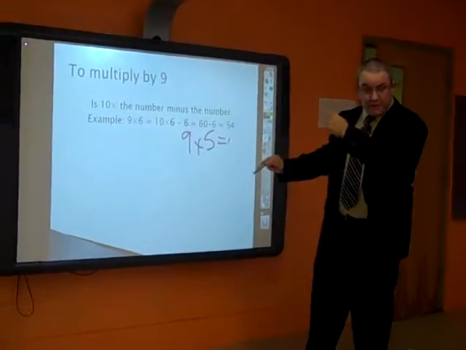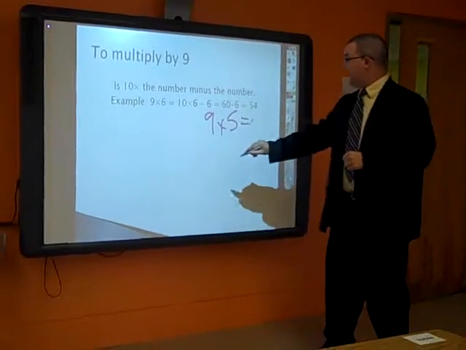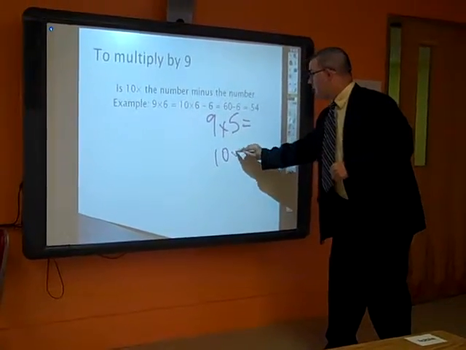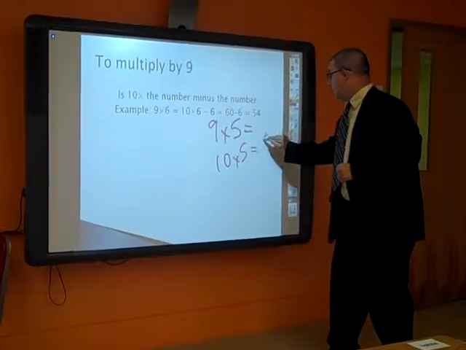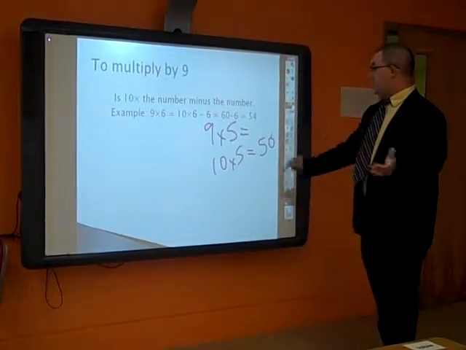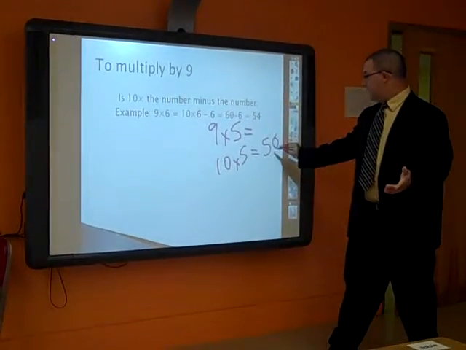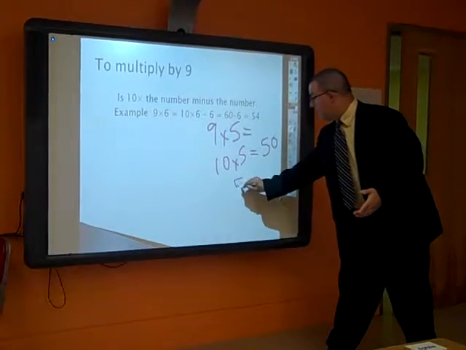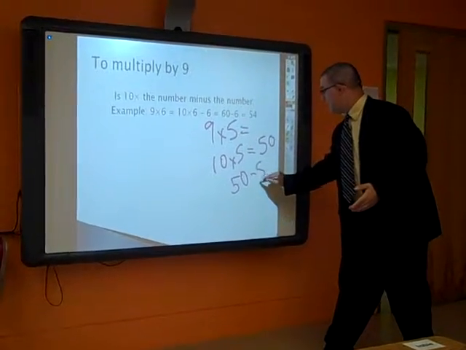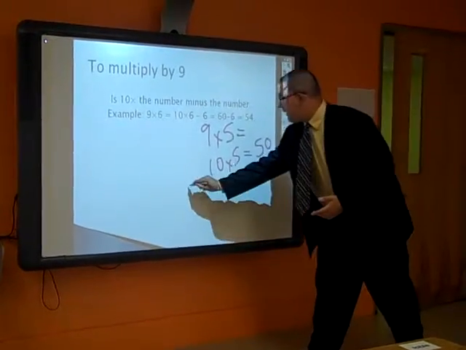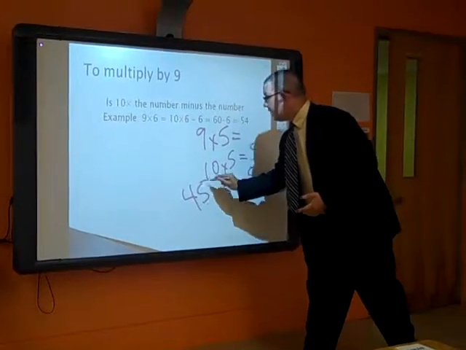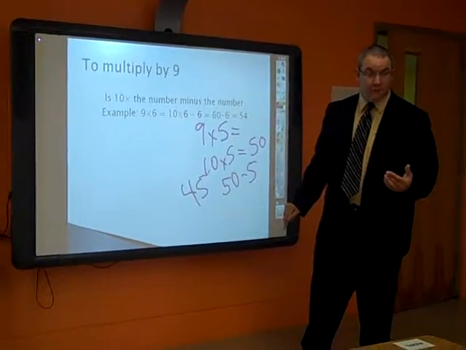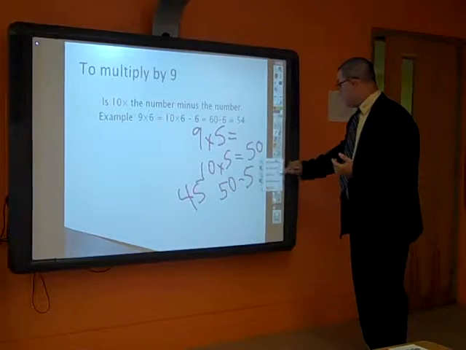Let's figure this out using the trick we just used. What's 10 times 5? 50. Very good. And now we have to take 50 minus 5. What's 50 minus 5? 45. And is 9 times 5, 45? That is absolutely correct.